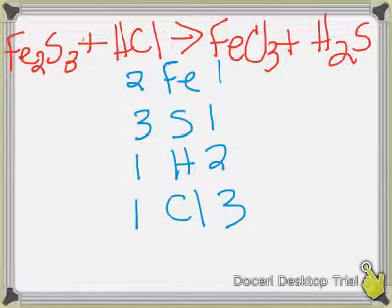Let's use green or purple. All right, so I can only add coefficients, right? So I honestly start at the top and work my way down. My irons are unbalanced, right? So I have 2 irons on the left. I only have 1 on the right. So to fix that problem, I put a 2 right here.